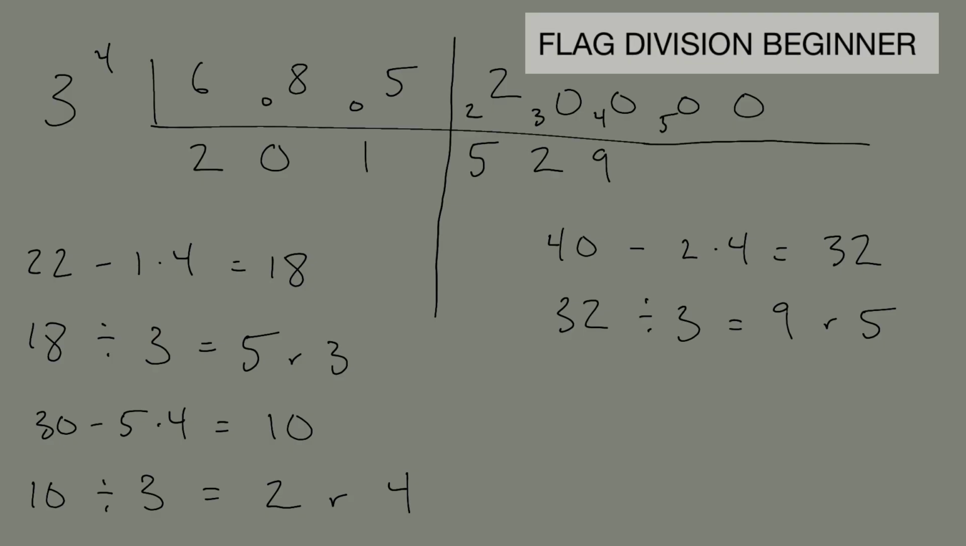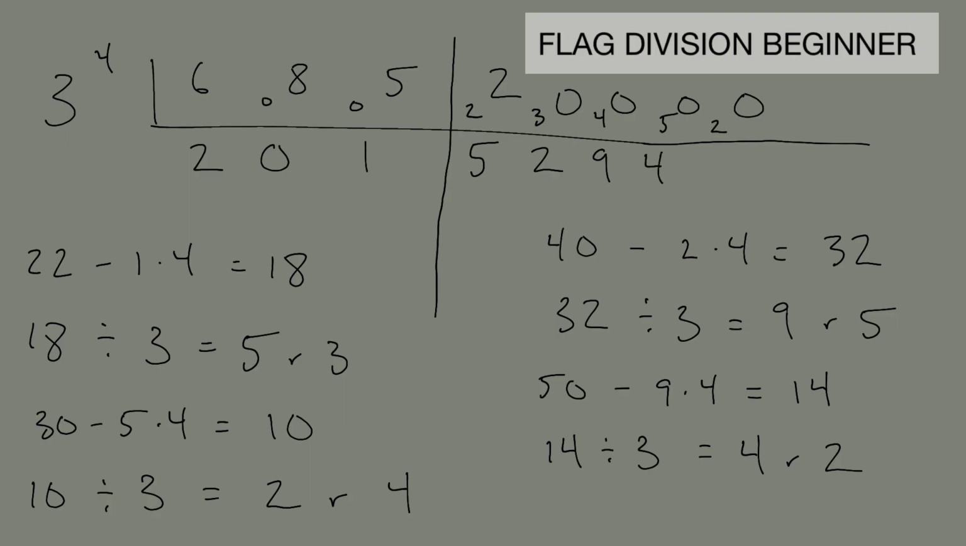Now we have this number 50. 50 minus 9 times 4 is 50 minus 36, which is 14. Now we take that number 14 and divide by 3. We're going to say that is 4, remainder 2.